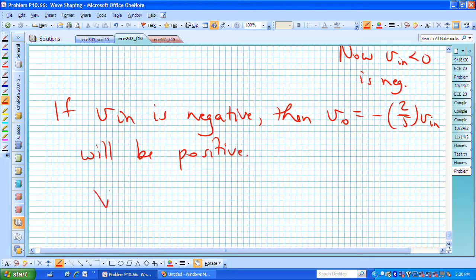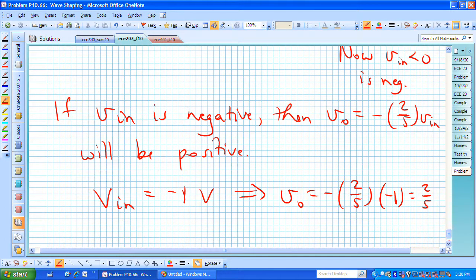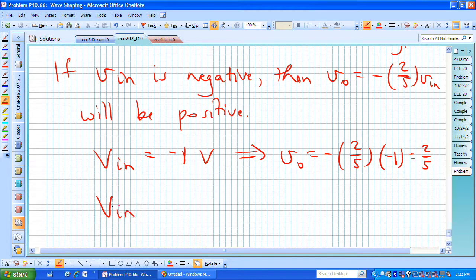And if we just pick a few of these, suppose that Vn is minus 1 volt, then from this relationship we see that V out is minus 2/5 times that minus 1, or V out is a positive 2/5. If Vn is at the furthest extreme for its negative value of minus 5, V out is now minus 2/5 times that minus 5, or it's now equal to 2 volts.